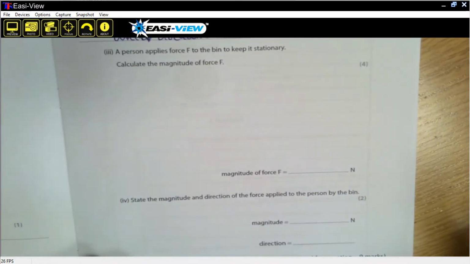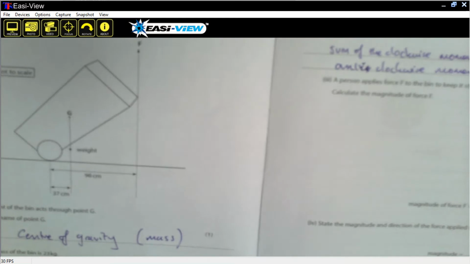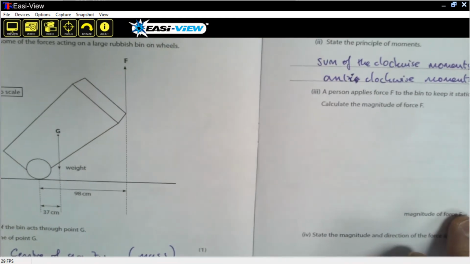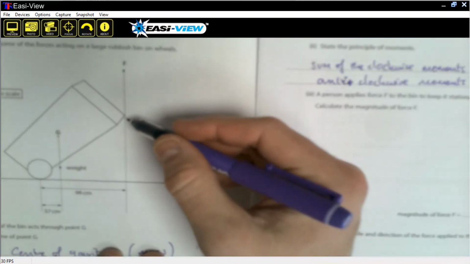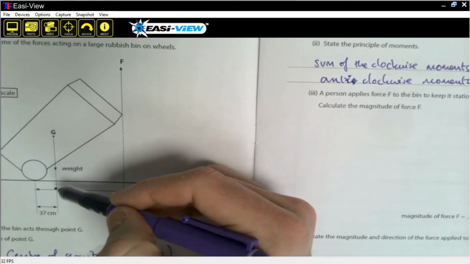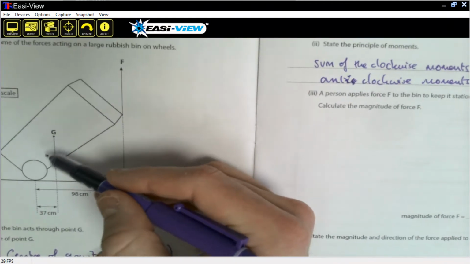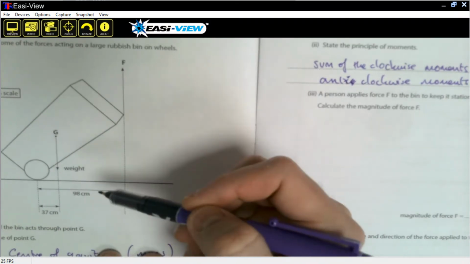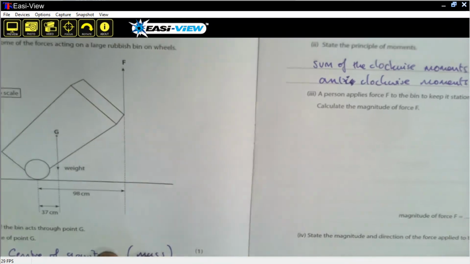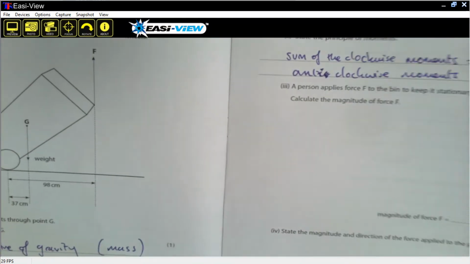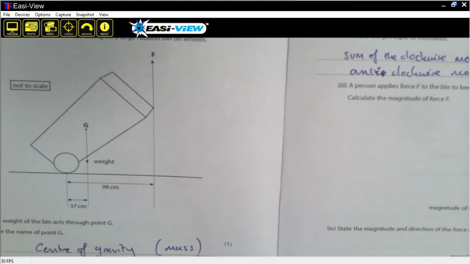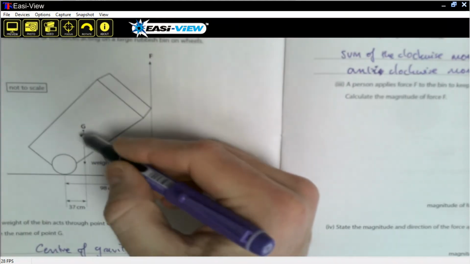A person applies a force. So we were given this on both pages, so you can see the diagram and you can answer it. It's all the same question. So a person applies a force at F. G is acting downwards. So the weight is beyond the pivot. So if I were to let go, it would fall over. So the person applies a force F, and that force will be upwards. So they're holding it upwards to counteract the downwards force of the weight.